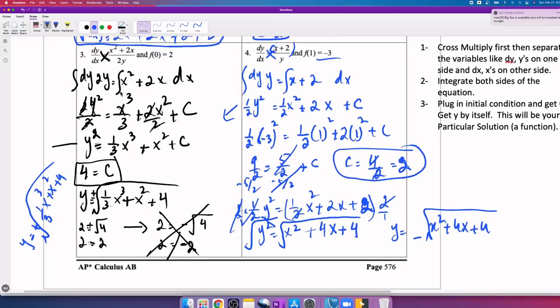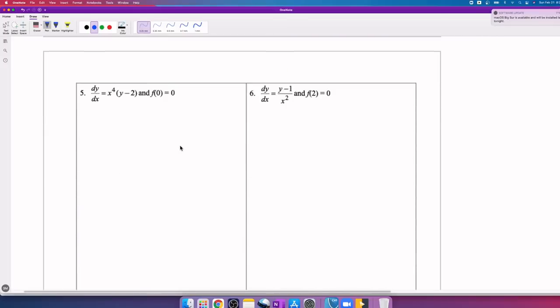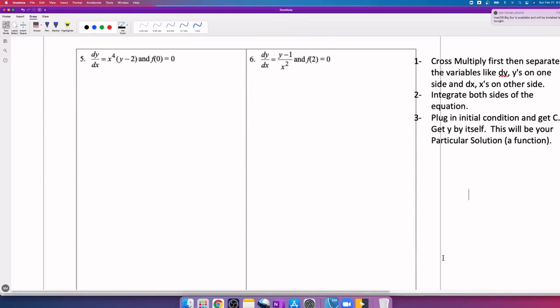Done. Okay, let's do question number 5. Cross multiply again. Since this one doesn't look like a fraction, I'm going to make it a fraction by putting 1 there. dy times 1 is dy. This is going to go x squared, sorry, not squared, x to the power 4.